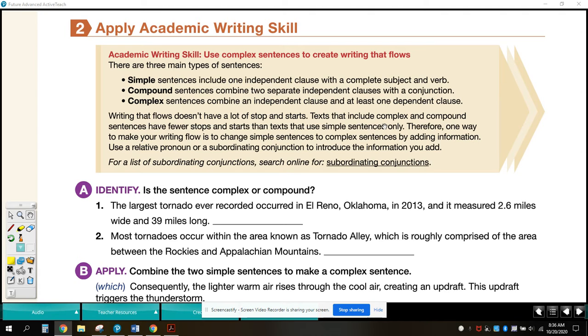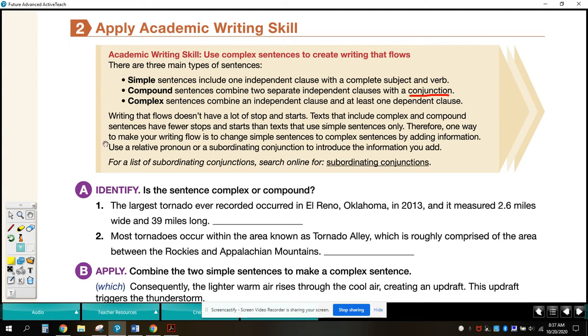There are three different kinds of sentences: a simple sentence, a compound sentence, and a complex sentence. A simple sentence includes one independent clause with a complete subject and verb. So it has a subject, a verb, and a complete idea. A compound sentence will combine two separate independent clauses, or normally two simple sentences, with a conjunction. Conjunctions are words like and, but, because, yet, for, so, and a few others.